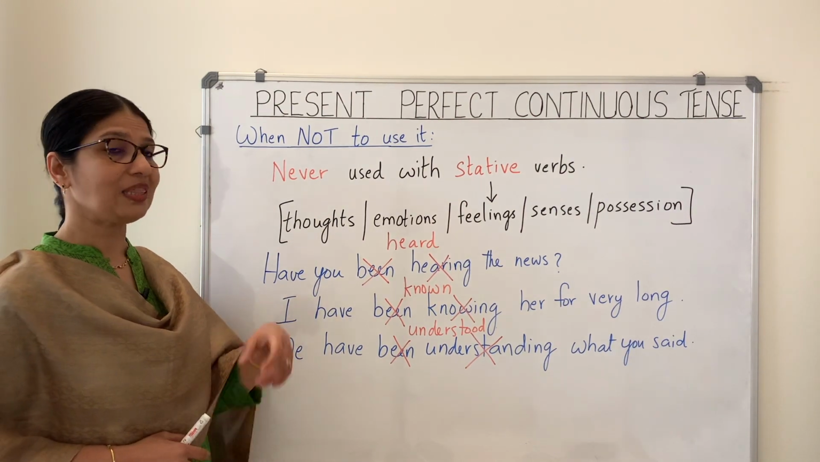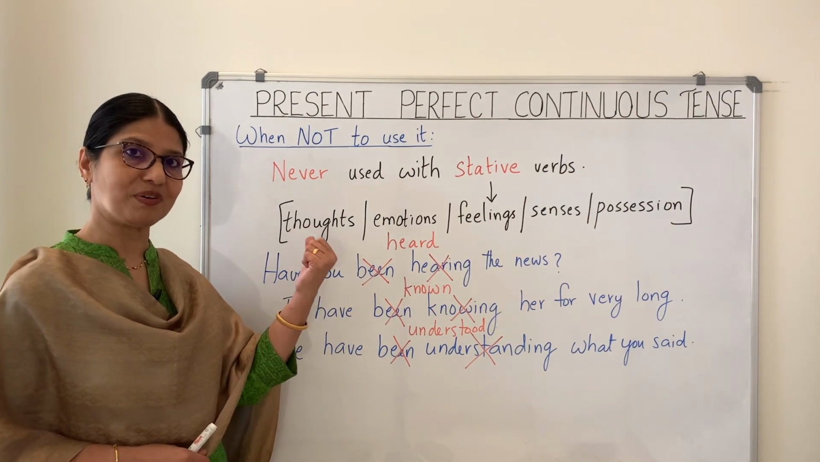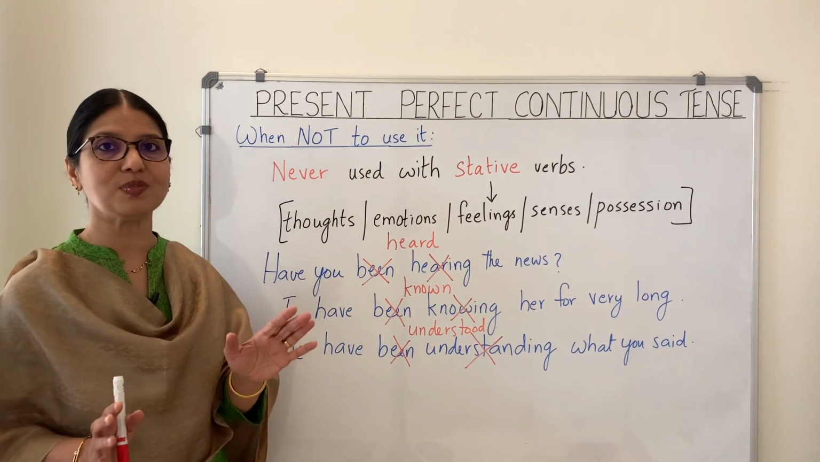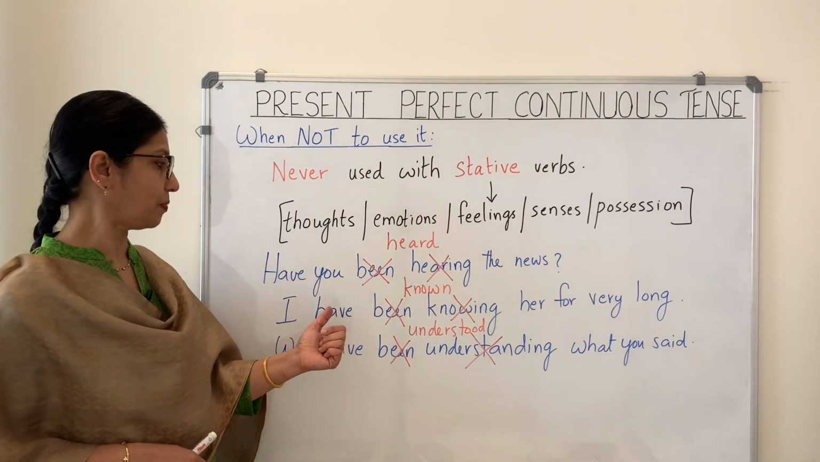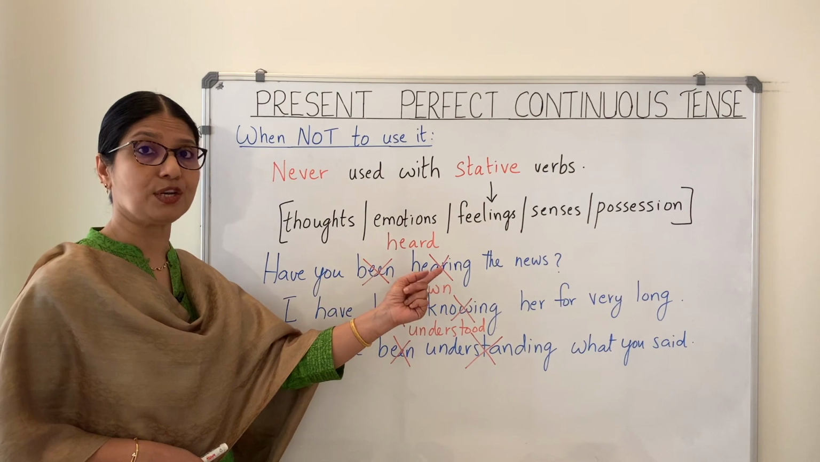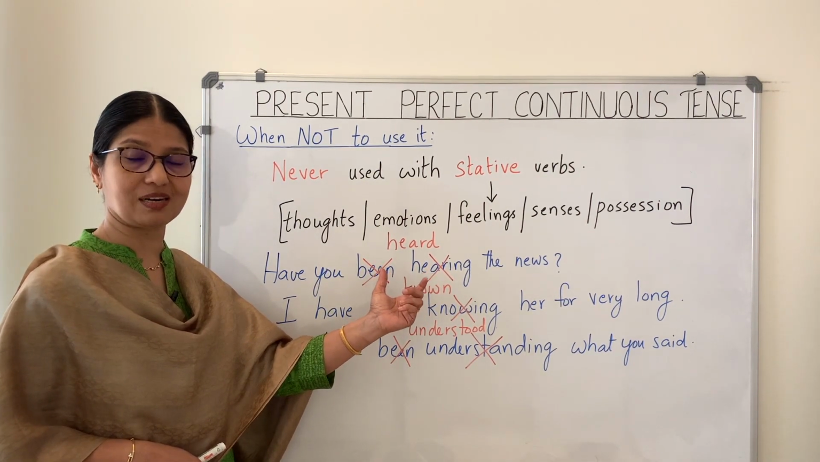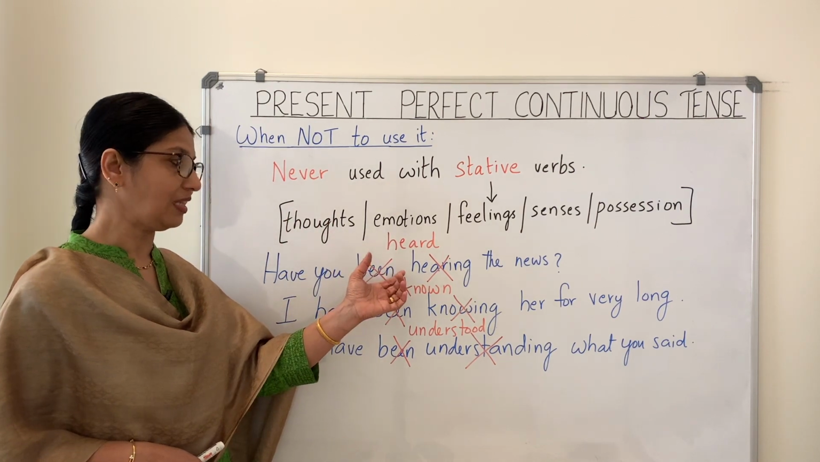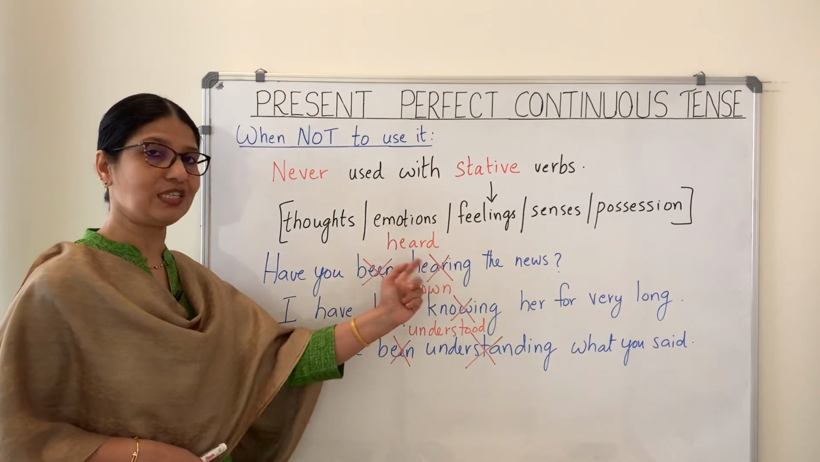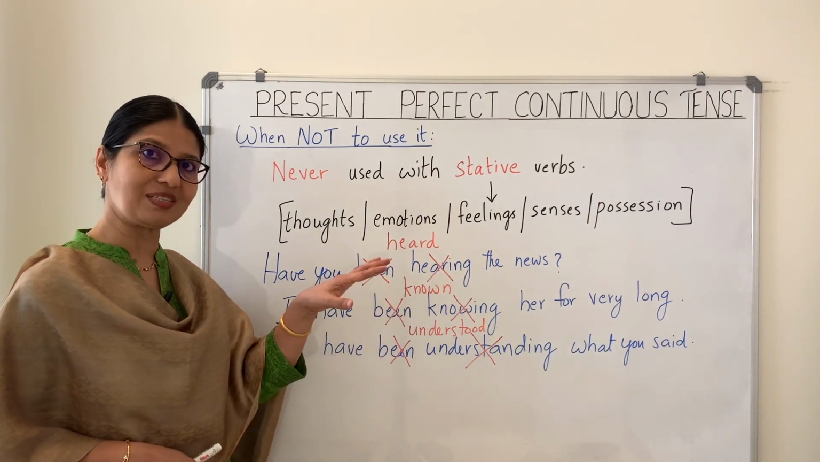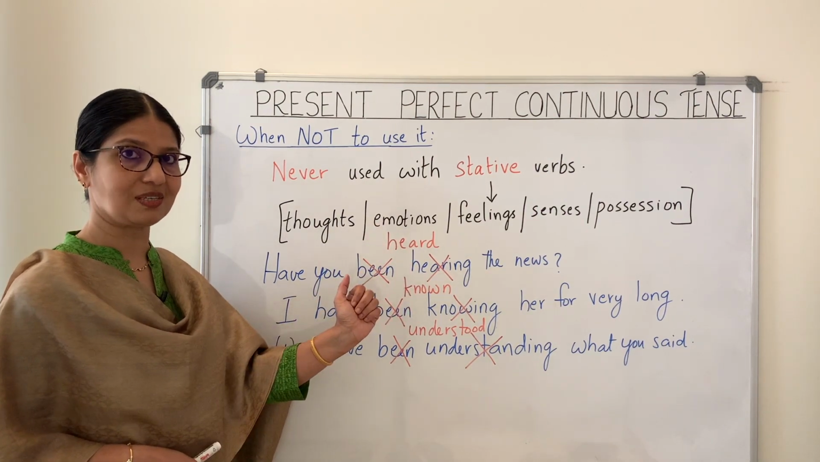So with these kinds of verbs, we never use the present perfect continuous tense. Instead, we use the present perfect simple tense. So let's have these examples. Have you been hearing the news? So hear or see is something that is related to a sense. So that is a stative verb. So here we cannot use the continuous form. Instead, we use the simple form. So have you heard the news?